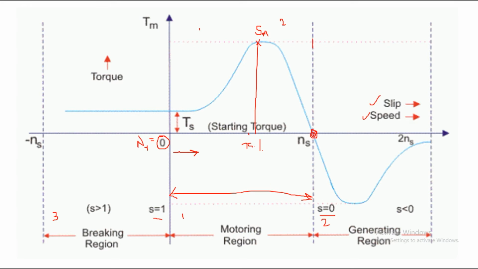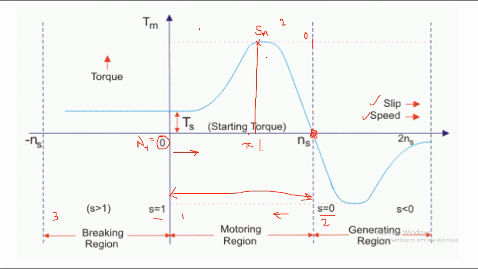So we can say speed is increasing on the left side of the graph, gradually increasing towards the right hand side, whereas slip is increasing towards the left hand side. So we are having slip in this direction. Here we are going to start from here. From 0 till SM we are having one region, and from SM till 1 we are having another region.